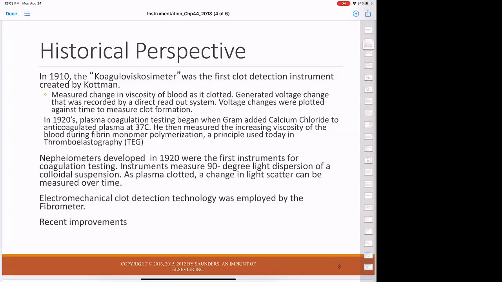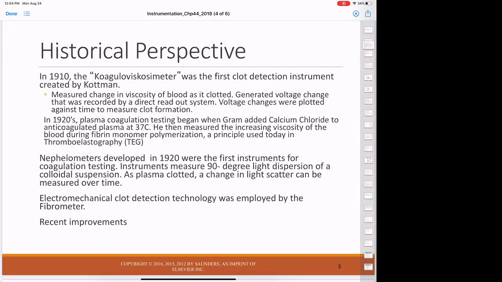Nephelometers, developed in 1920, were the first instruments for coagulation testing. The instruments measure a 90-degree light dispersion of a colloidal suspension. As plasma clots, a change in light scatter can be measured over time. The electromechanical clot detection technology was employed by the fibrometer, and there have been recent improvements, but they are all based on these types of methodologies that were first discovered in the early 1900s.